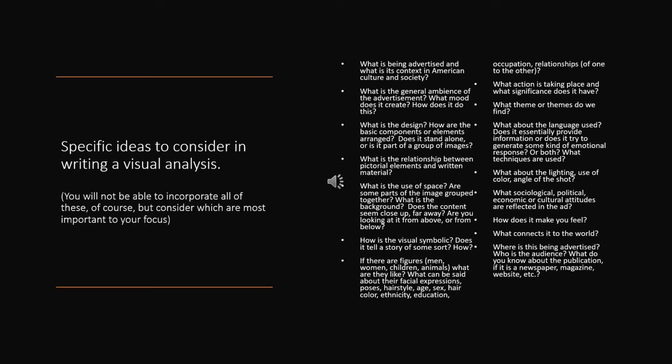What theme can we find in the advertisement? What about the language used? All of them have at least a little bit of text. Does the language essentially provide information, or does it try to generate some kind of emotional response, or both? What about the lighting, use of color, and angle of the shot? What sociological, political, economic, or cultural attitudes are reflected in the ad? How does it make you feel? What connects it to the world? Where is it being advertised? Who is the audience? What do you know about the publication? Or anything of that nature.